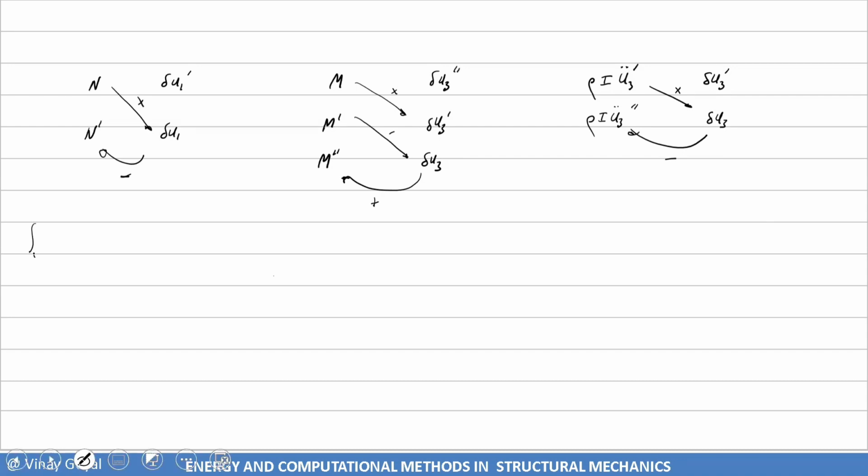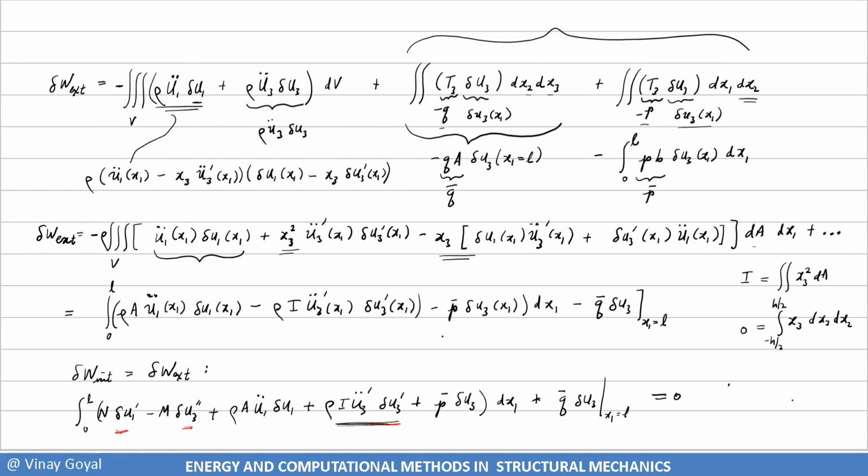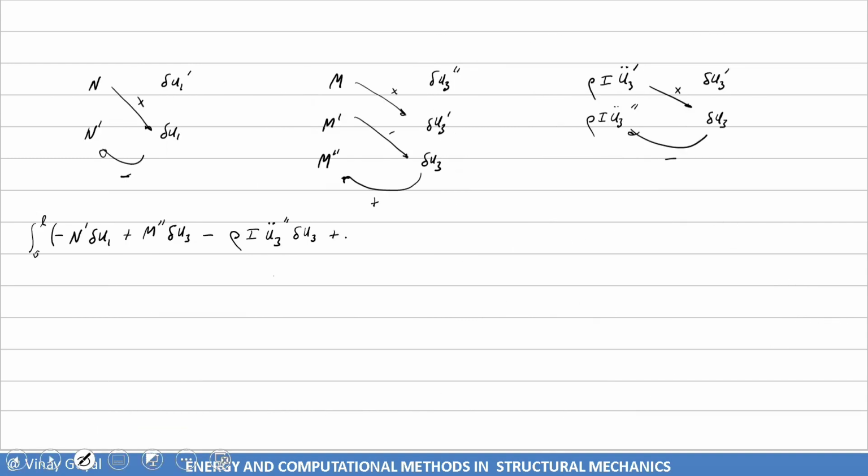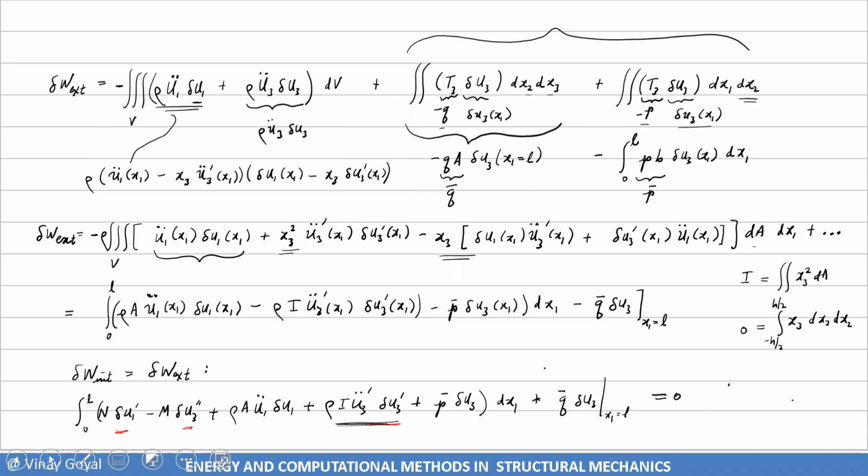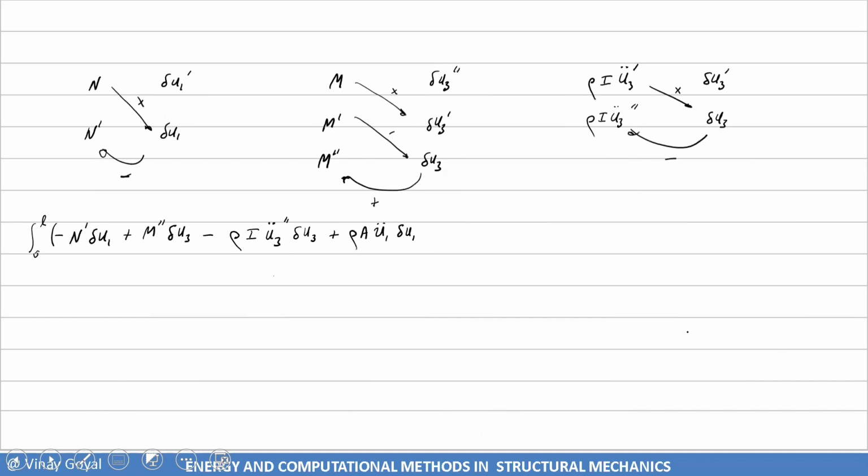So let's do that. So I have the integral from 0 to L, minus M prime del u1 plus M double prime del u3. And then I have the negative of rho I u3 double dot double prime. And here is del u3. And then I have more terms, the remaining terms I have not written, plus rho A u1 double dot del u1. So that's this term right here. And then I have remaining plus p bar del u3 dx1. And then I have a number of boundary terms which need to be written. So I have plus N del u1.